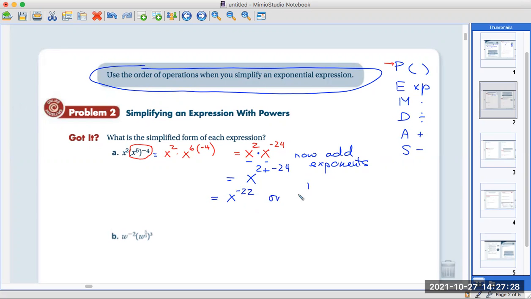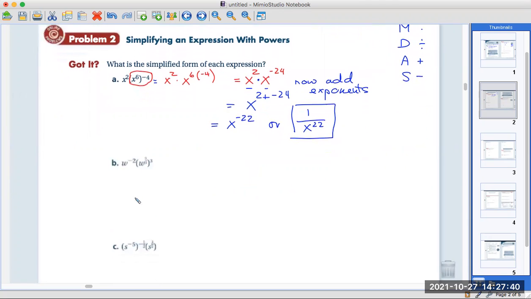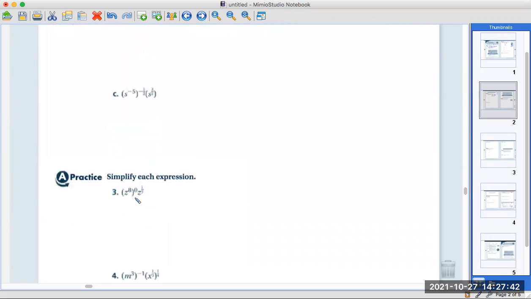And if I want to make it a positive exponent, I have to write it under 1. This looks better than this, okay? This has a fraction, I won't do that. Where am I going next? That's it on this page.